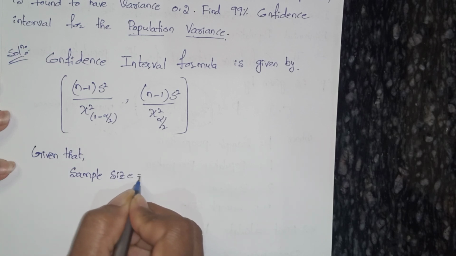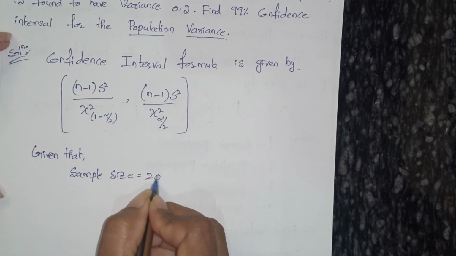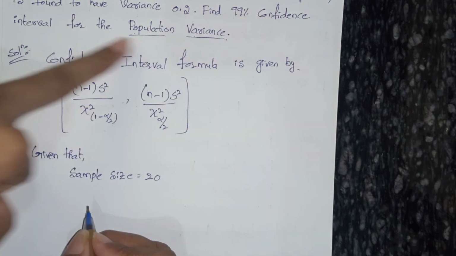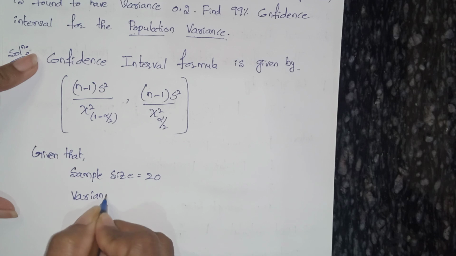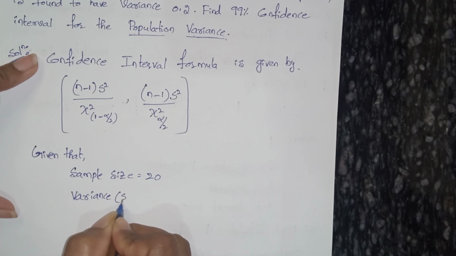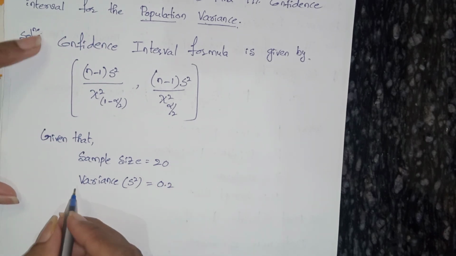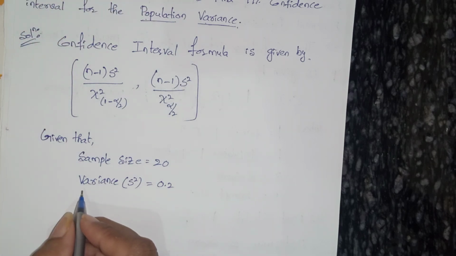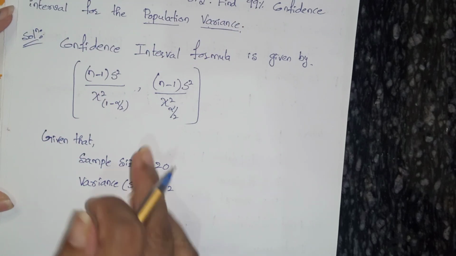Sample size equals 20, isn't it? Sample size 20, and the next is variance. So variance s square equals 0.2. Okay, this much they give, and they are asking us to find the 99% confidence interval. Here we use what?